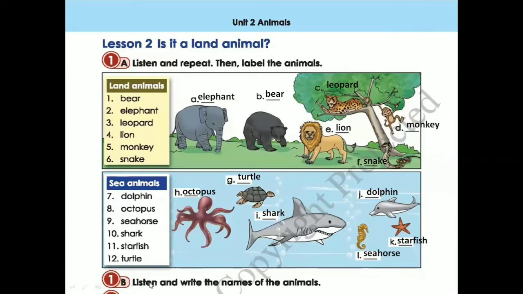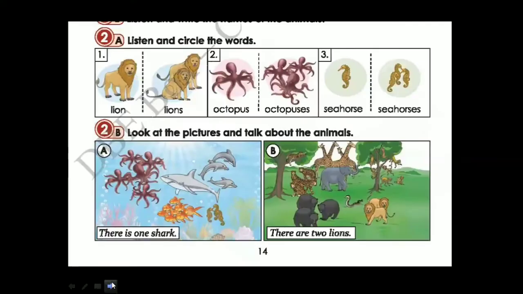So 1B. Listen and write the name of the animals. So we already finished. Let's go to another one. 2A. Listen and circle the words. You have to listen first, and then after that, you have to circle the words that you hear. Are you ready to listen?